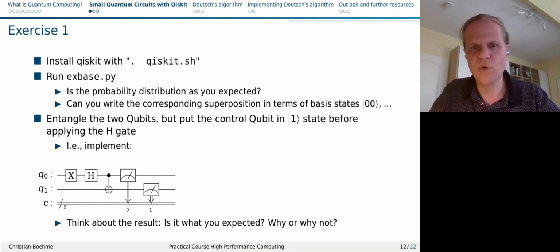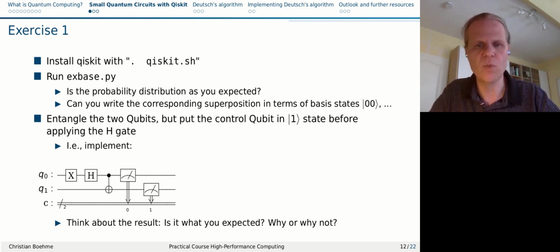Instead of what I did before with the Hadamard and the CNOT gate, use an X gate in addition, before you entangle. And take a look at the result of your entangled qubit measurement and think about whether it's what you expected, or if you would have expected something else, and why or why not. Yeah, that's basically the main task.